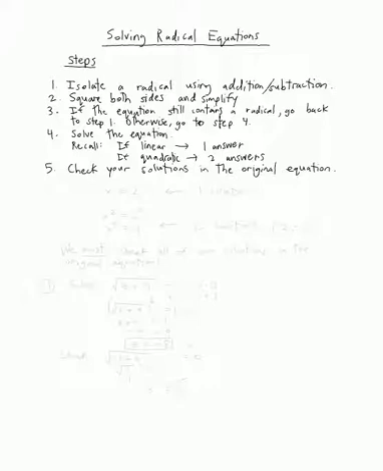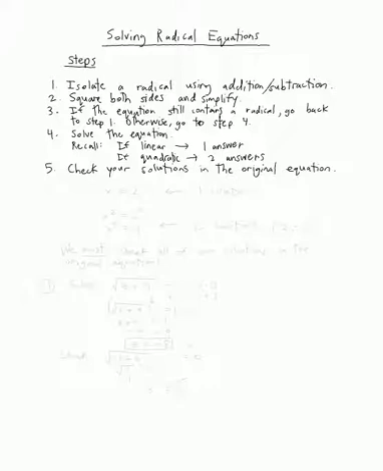So step 1, we're going to isolate the radical using addition and subtraction. Okay, so that means you want to get it by itself. Step 2, we're going to square both sides and simplify. Step 3, if the equation still contains a radical, go back to step 1.